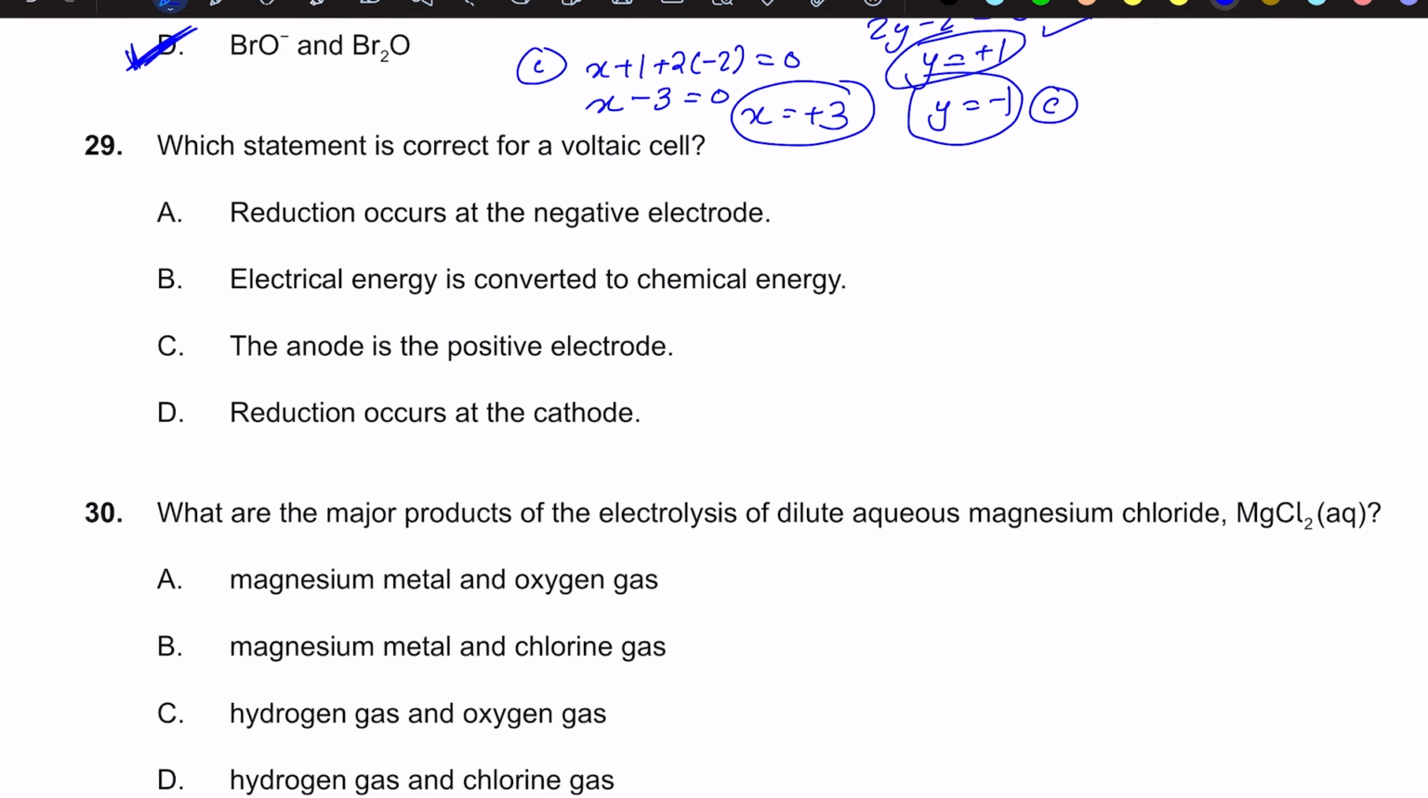Moving to the next one, we have to find out which statement is correct for a voltaic cell, right? So in a voltaic cell, what happens is your electricity is produced, right? So chemical energy is converted to electrical energy. With this, we can eliminate option B, right? Now in any cell, we have this thing, AN OX and RED CAT. Okay, so reduction always occurs at the cathode, and oxidation always occurs at the anode, right? So from this, we can say that D is the right answer. In a voltaic cell, anode is your negative electrode, and at the anode, basically you have oxidation, so E can also be eliminated.